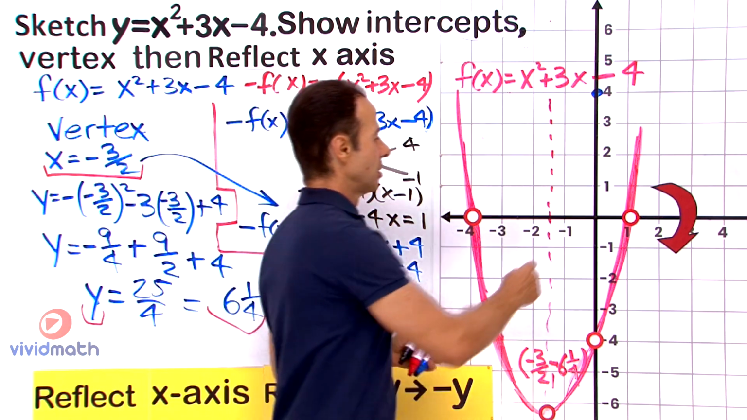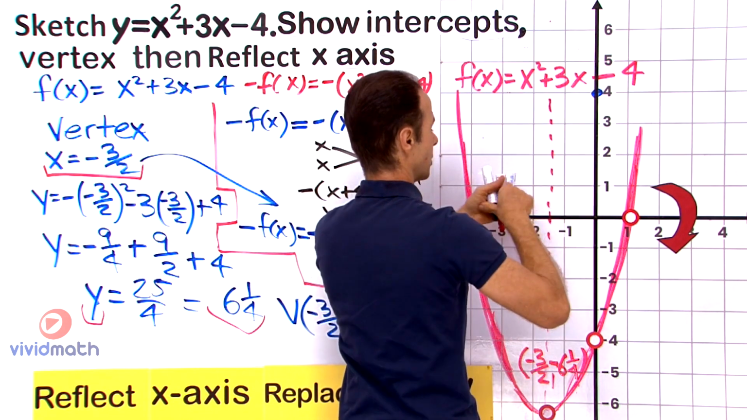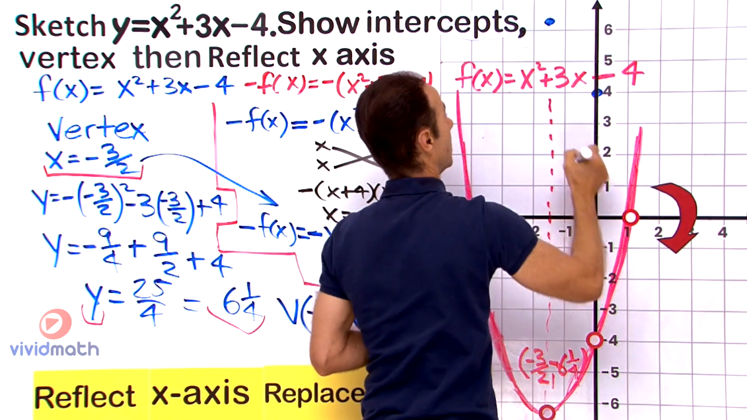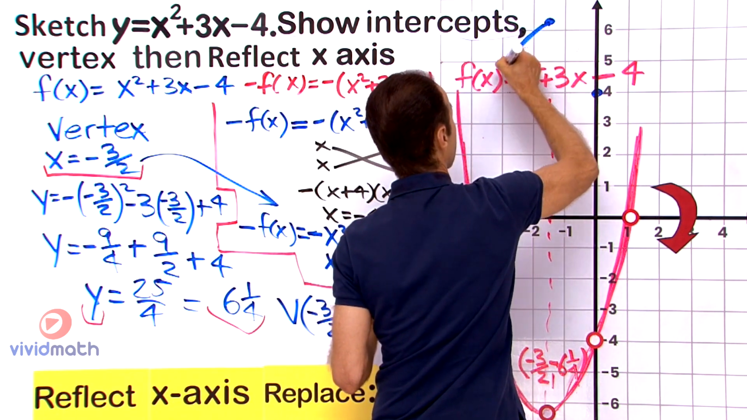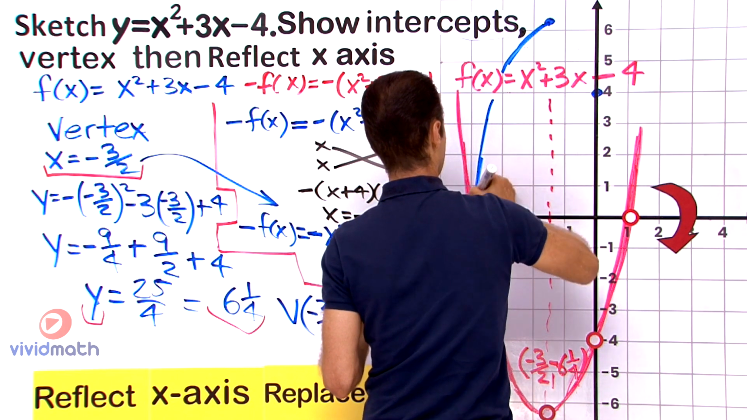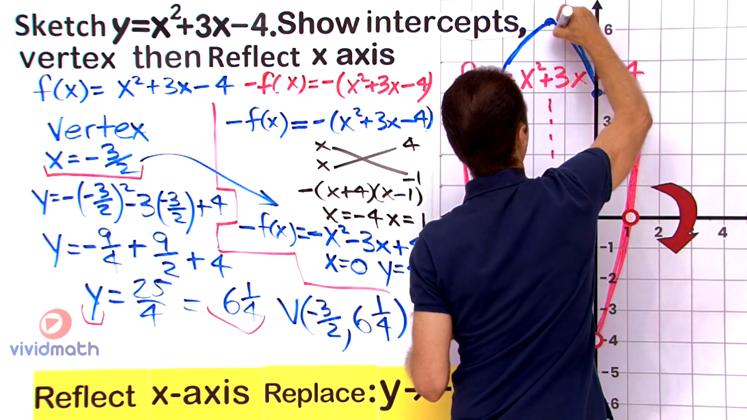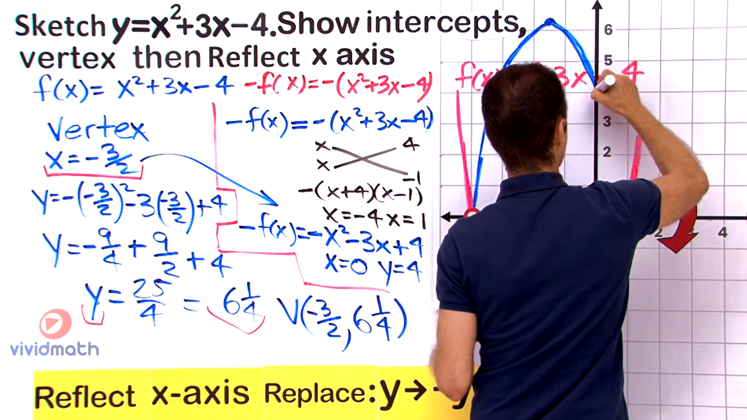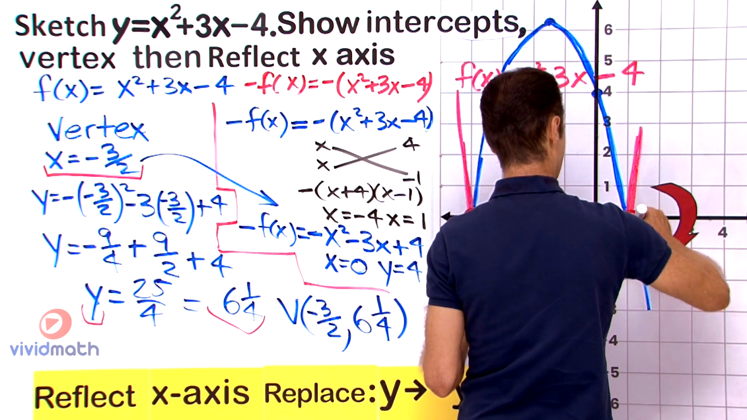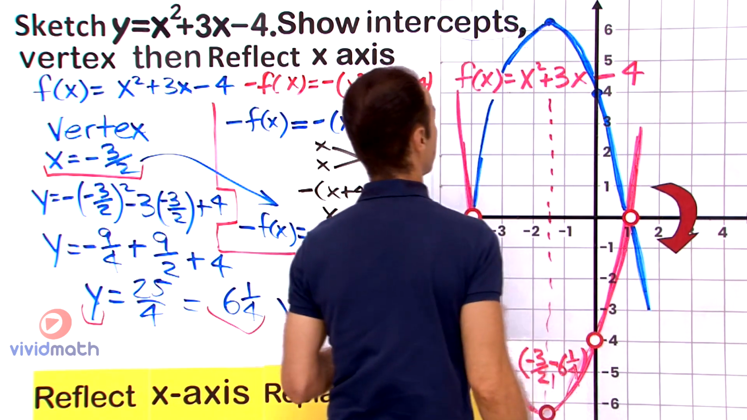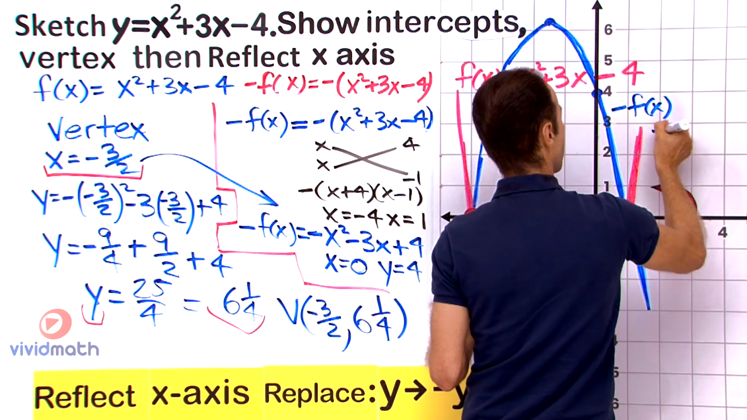Minus 3 on 2, up 6 1/4. That's going to give us a point right over there. It goes through 4, goes through these 2 points, so let's just join the dots. So it's going to go like that, like that, like that, and it's going to go like that. So here's negative function x.